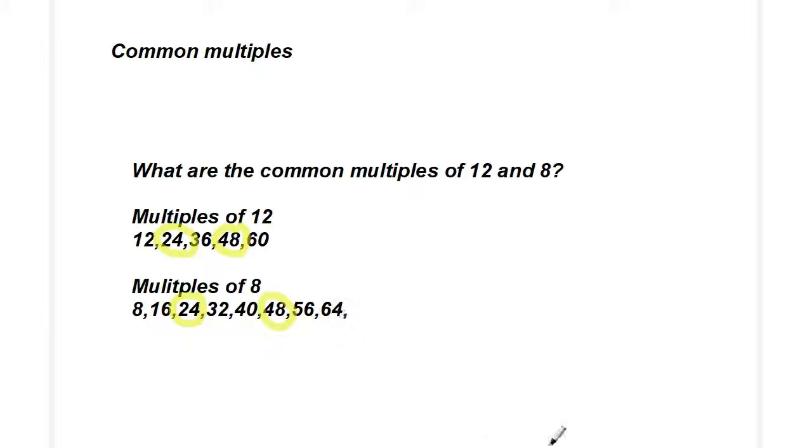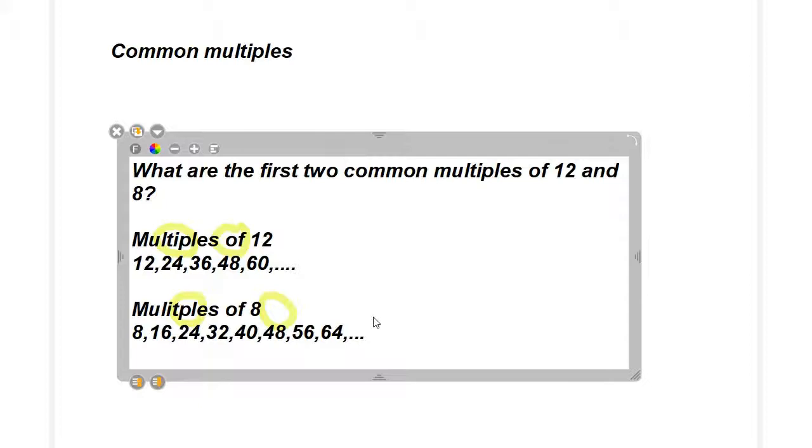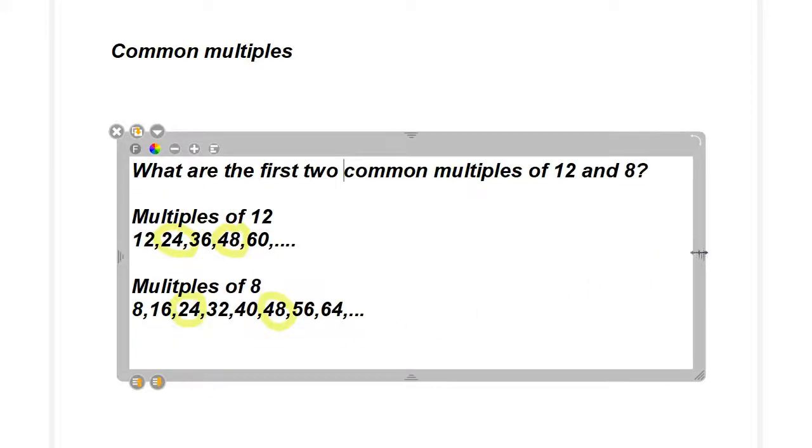You see, the list could go on, and the list here also could go on and on. So usually what will they ask? They might just ask what are the first two common multiples of 12 and 8.